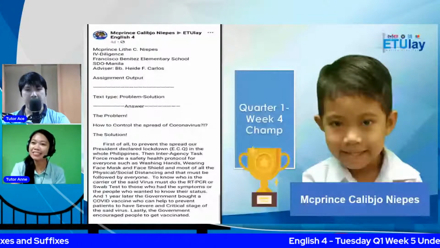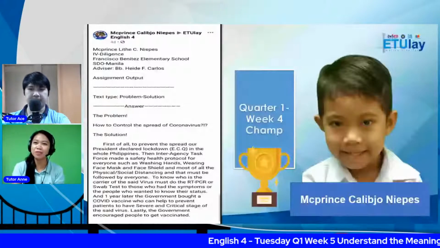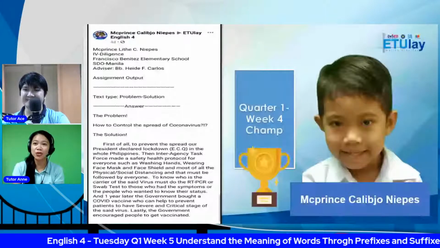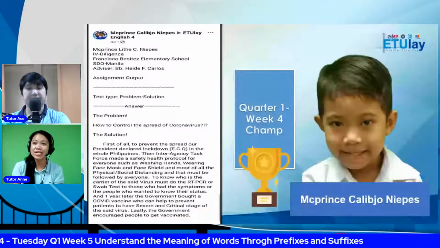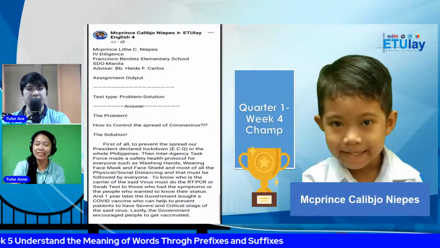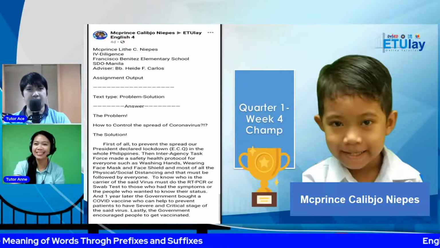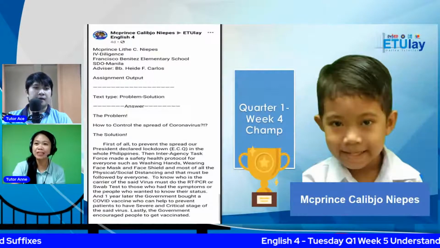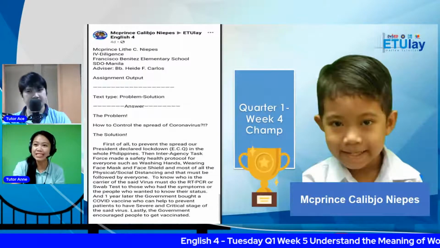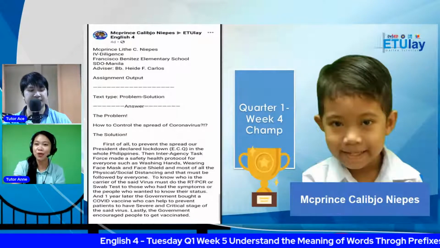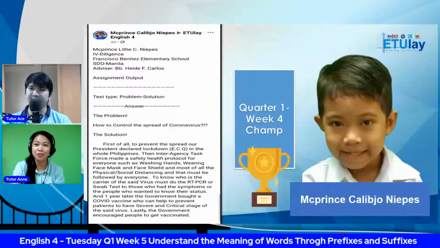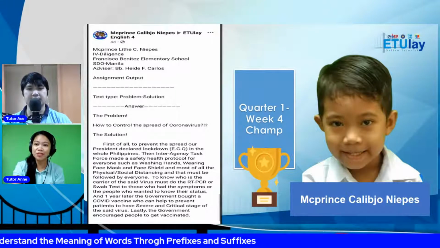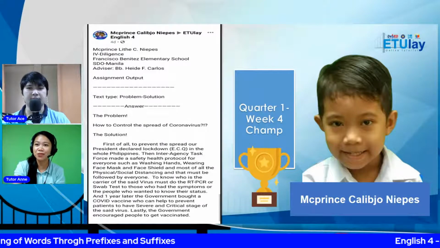So here's his work. This is actually a problem solution text, and he was able to present to us the solution given by the government to address the spread of COVID-19 sa ating bansa. Very relevant, right? Sabi niya, first of all, to prevent the spread, our president declared ECQ in the whole Philippines. Then the interagency task force made a safety health protocol for everyone, such as washing hands, wearing face mask and face shield, and most of all, physical or social distancing, and that must be followed by everyone.